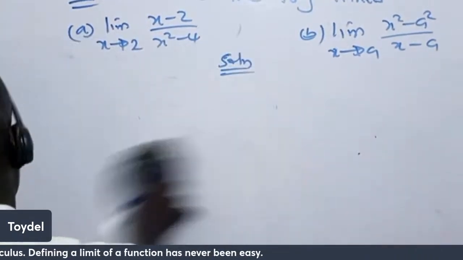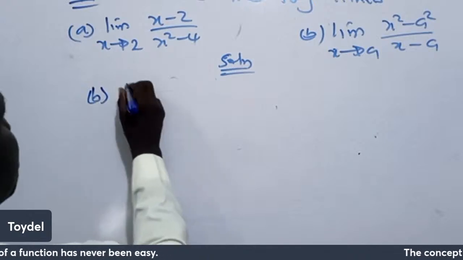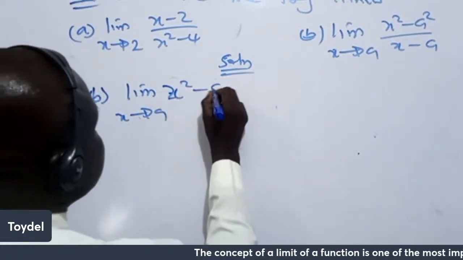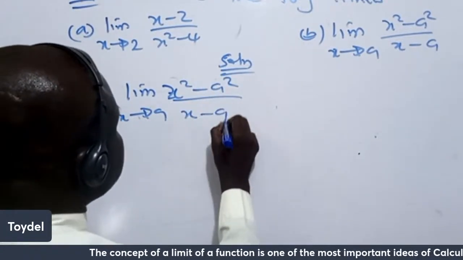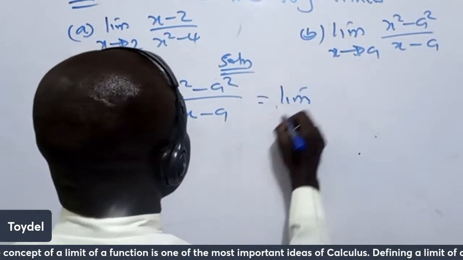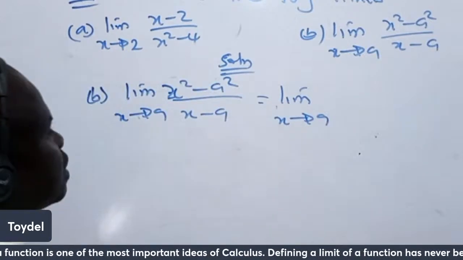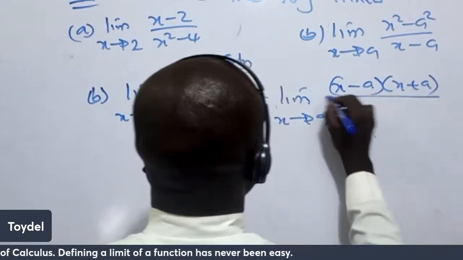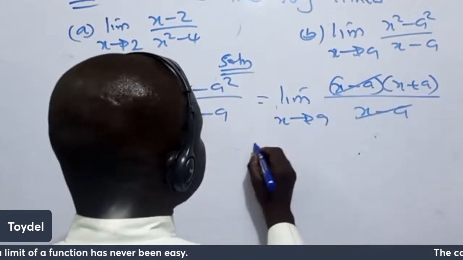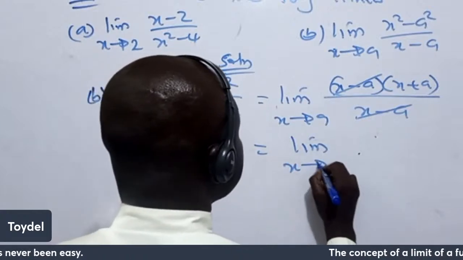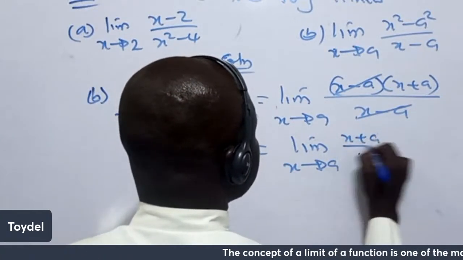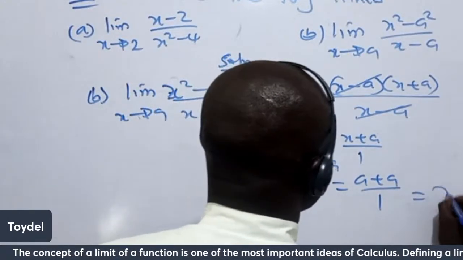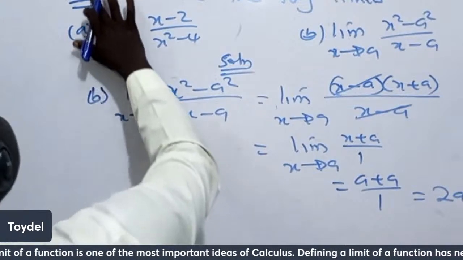So we go ahead and solve the second example, example 2b, where we have limit as x tends to a. Of course, if you substitute directly here also, you are going to get 0. So what is expected is that we factorize this. The numerator is factorizable. It's a difference of 2 squares. You are going to have x minus a into bracket x plus a all over x minus a. So x minus a, we cancel this. Then at the end of the day, we have limit x tends to a, x plus a all over 1. So we substitute, we are going to get a plus a all over 1, and that's going to give us 2a at the end of the day.